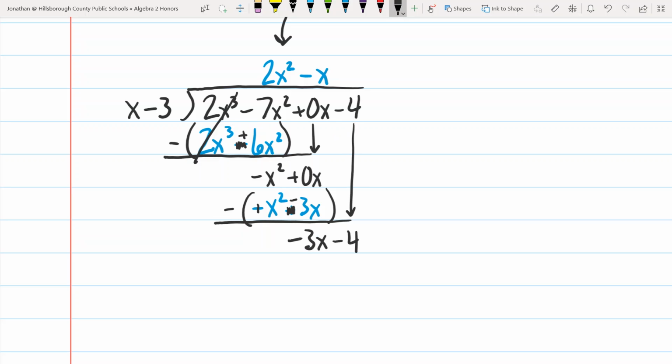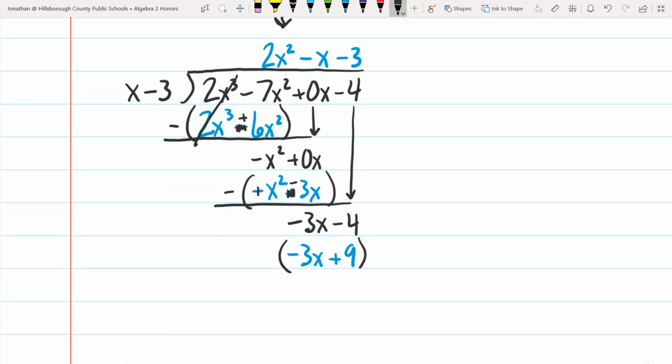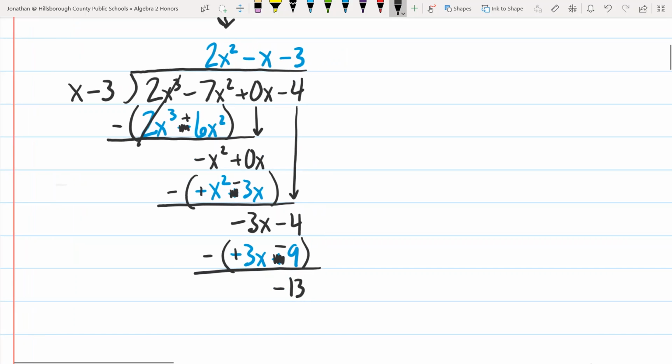Bring down your -4. To turn x into -3x, we multiply by -3. -3x plus 9. Subtract. So we have a remainder of 13. So in total, our answer is 2x squared minus x minus 3 minus 13 over the divisor of x minus 3. That is our answer to our long division problem.